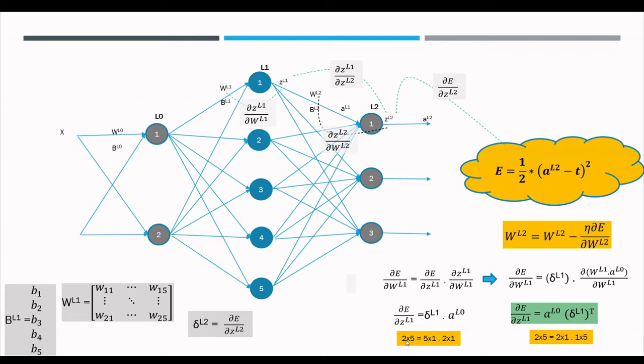Now in terms of matrix check, we can see that this, okay, minor correction here: this is supposed to be WL1, not ZL1.